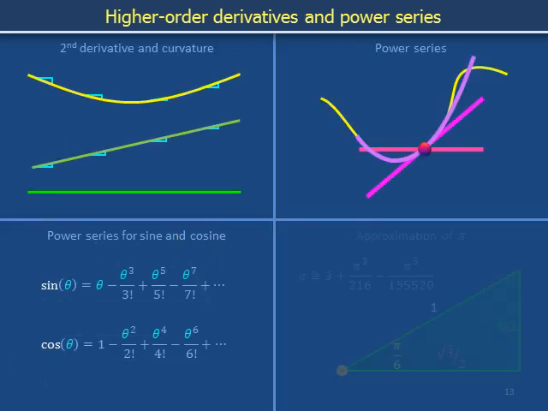Now that we have obtained a power series representation for sine, we should ask what we can do with it. In the next video, we work through an example in which we approximate pi to 4 decimal places.